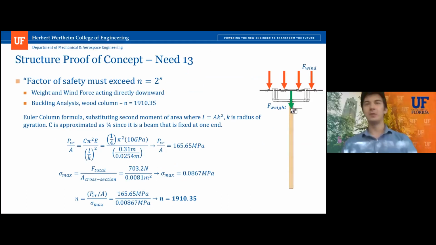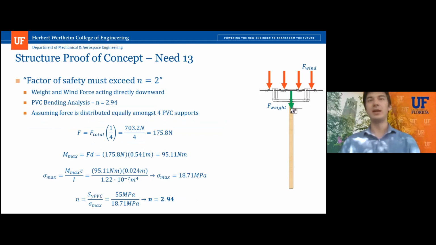Hello, my name is Armand Pasqua, and I'll be wrapping up the structure analysis. For need 13, the factor of safety must exceed n equals 2. What we did was we found the force of the wind against one of the mirrors, multiplied that by 4, and then added the force of gravity onto the structure to find the total force on the whole subsystem. Using that, I did a buckling analysis on the wooden post itself and found a factor of safety of 1,910.